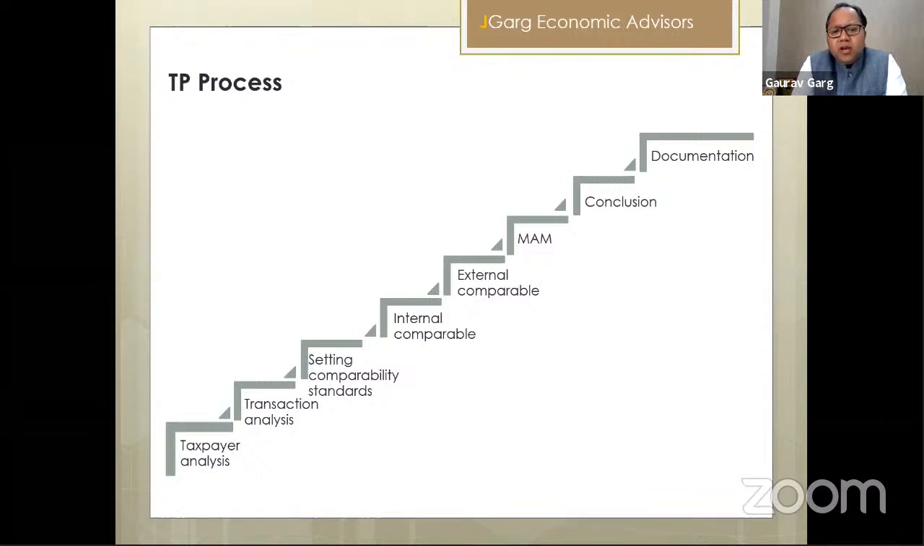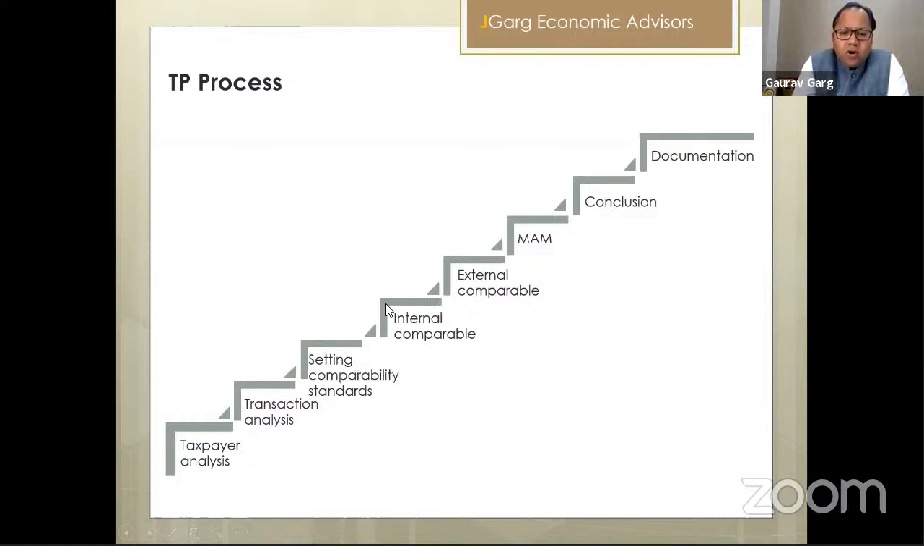External comparable is when you are not able to find the data within the group, you look for the comparable data outside the group. It may also happen that you do have comparable data within the group, that is, you do have internal comparables, but you still look for external comparables. That's okay. But it is said, when you have internal comparable, it is considered better than the external comparable. So the first attempt should always be to identify internal comparables based on the comparability standards that have been set after doing the transaction analysis.